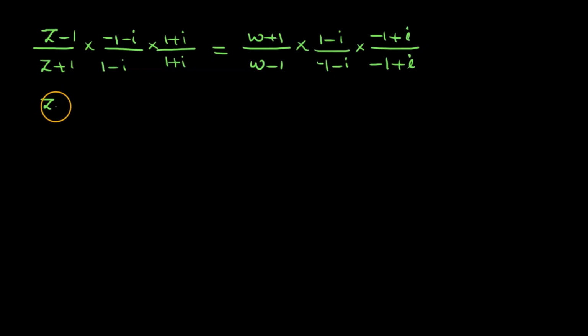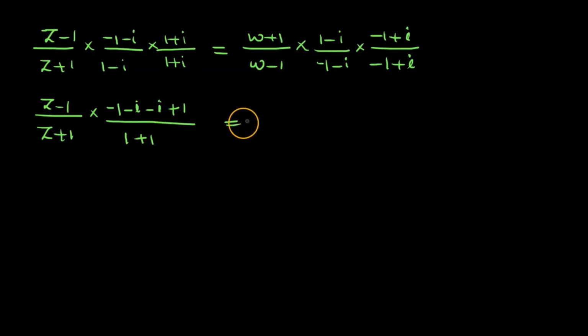Now multiplying, Z minus 1 by Z plus 1 remains the same. Now minus 1 minus I into 1 plus I. Multiply minus 1 into 1, minus 1, minus I, minus I square is minus 1, so plus 1, divided by 1 minus I into 1 plus I. A plus B into A minus B is A square minus B square. It is 1 square minus I square, which is minus 1, so 1 plus 1 is 2.